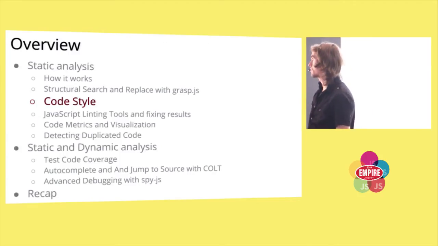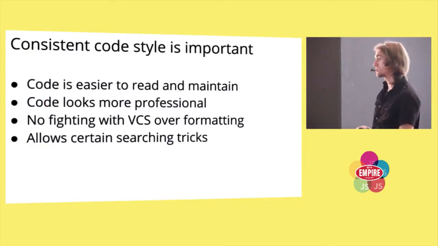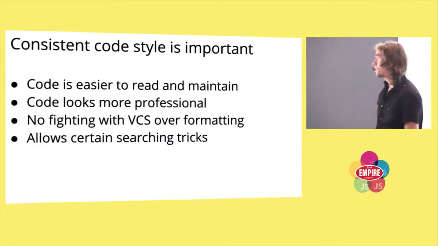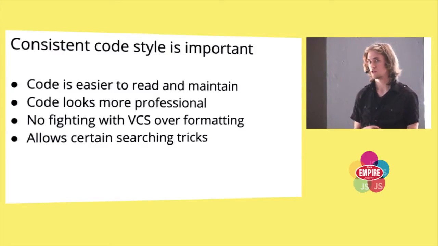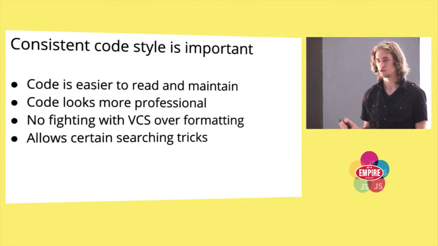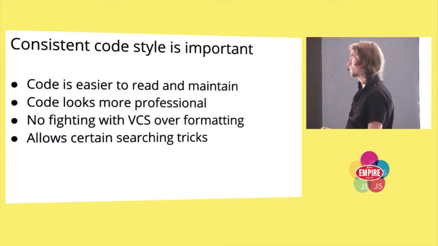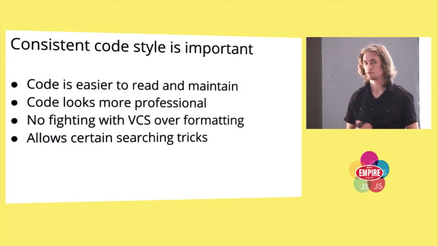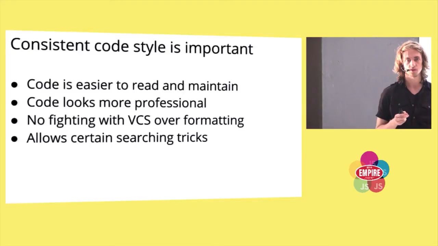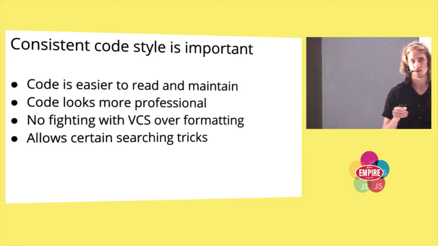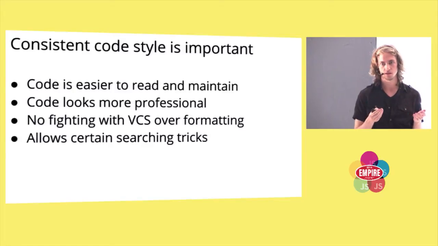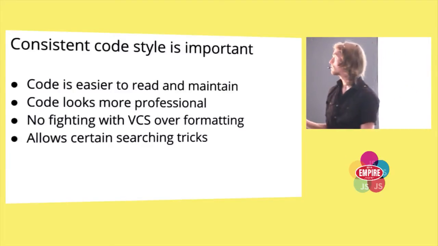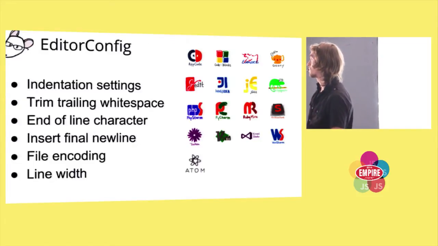So now let's talk about code style. Why is consistent code style important? Well, first, code is much easier to read and maintain. It looks more professional. You don't have to fight with the version control system over spaces. And then you can allow certain searching tricks. For example, if you're looking for an assignment to a variable x, you can just search for x equals something. If there are spaces there, you don't know if you will be able to find what you need. So how can we enforce consistent code style?